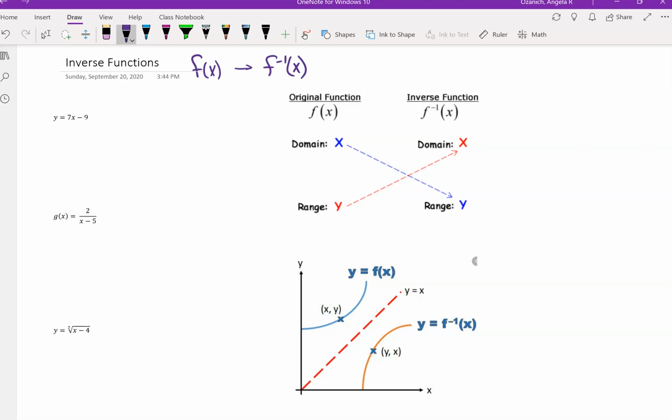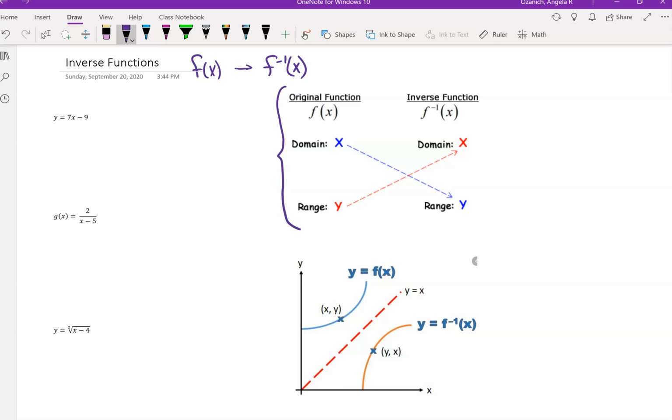And one of the things that will happen with your inverse function with respect to your domain and range is this piece of information right here. And this is going to be important to remember as we start talking about the domain of your original function and the range and how they swap out.